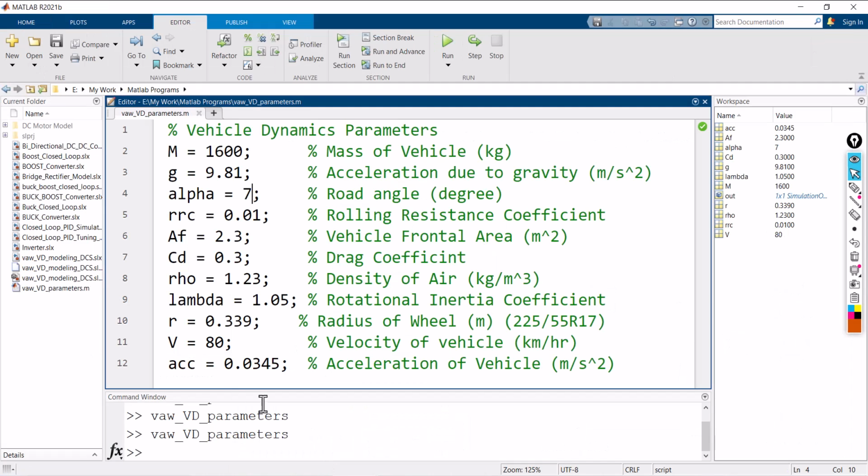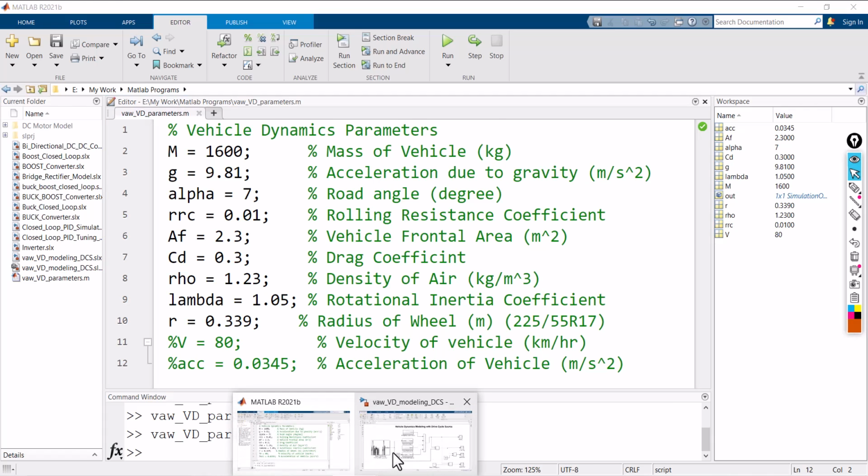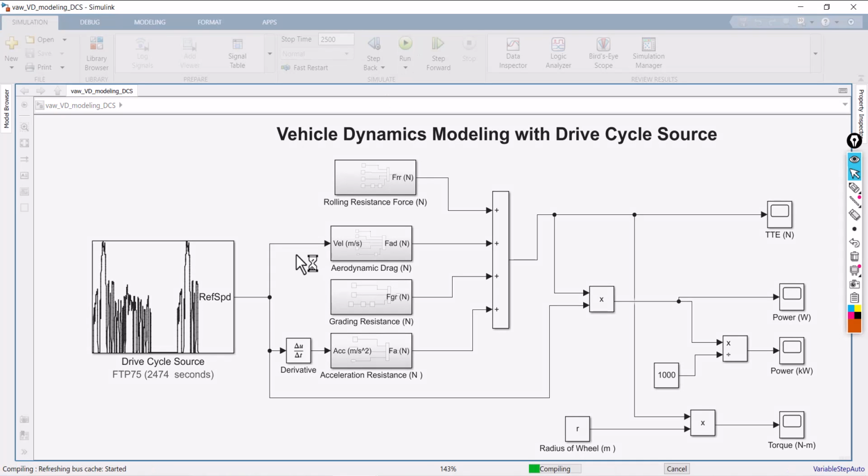So hereafter, in this vehicle dynamics parameter, we don't want this velocity, so I'm just making this as a comment line. We don't want acceleration. You can delete it or you can make it as a comment. Both are okay. Run the file and come back to the simulation. Now if you run the system, with respect to the drive cycle source, that is Federal Test Procedure 75, it will give you the total tractive effort, power required, torque required.